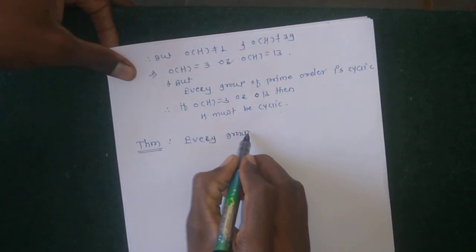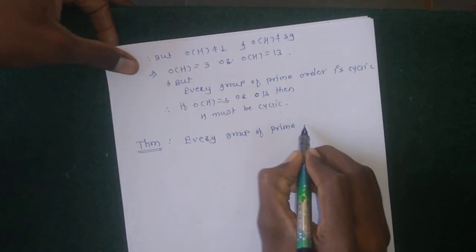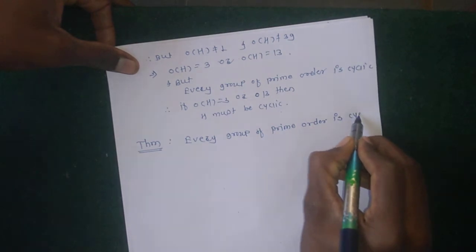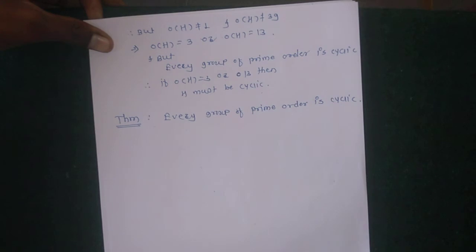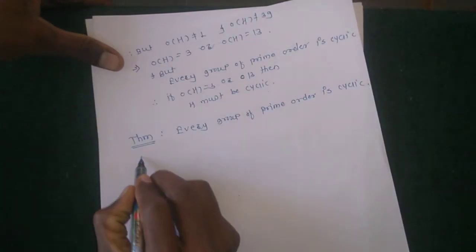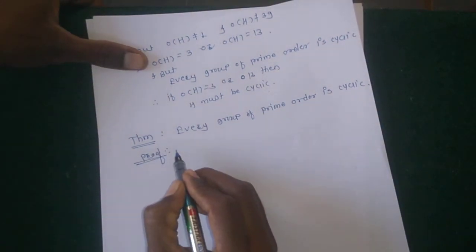Every group of prime order is cyclic. That means if any group G has prime order, then G is a cyclic group. Okay, so now the proof of this theorem. Proof.